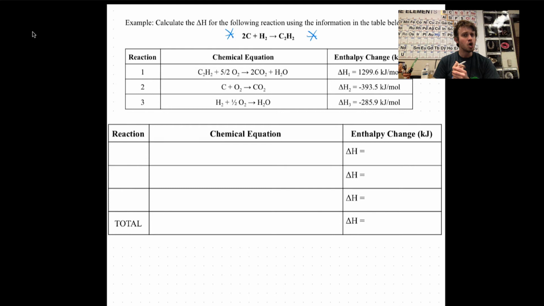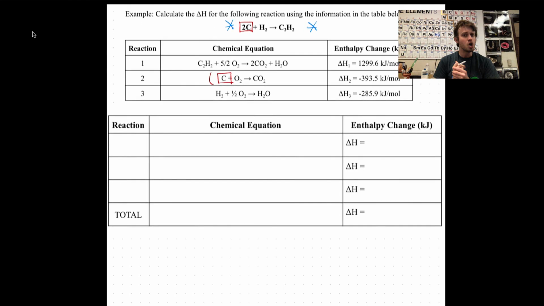Okay, so I'm just looking at this, and I see that I have 2C as one of my reactants. So I look at where I see C in the 3 reactions that are given, and the only reaction that has it is the second reaction. Two questions I need to ask myself. First, is it on the correct side of the reaction arrow? And it is, it's on the reactant side, so I don't need to reverse it. Second question, is the coefficient the same? And in this case, it's not.